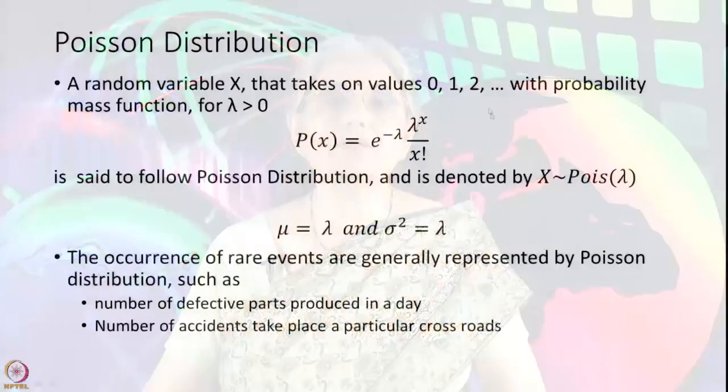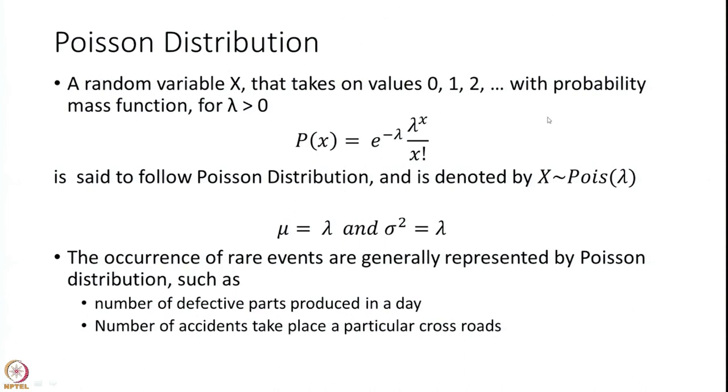Now, we move to another, very commonly used distribution, which is called the Poisson distribution. This is a random variable which takes values 0, 1, 2, 3 onwards and has a probability mass function defined in such a way where lambda is its parameter, which takes on only positive values. So, P of x is e to the power minus lambda, lambda to the power x divided by x factorial, and x is said to follow Poisson distribution, denoted by x distributed as Poisson lambda.